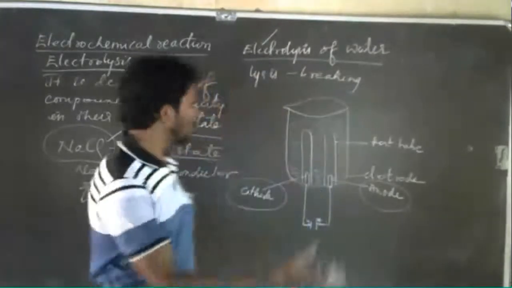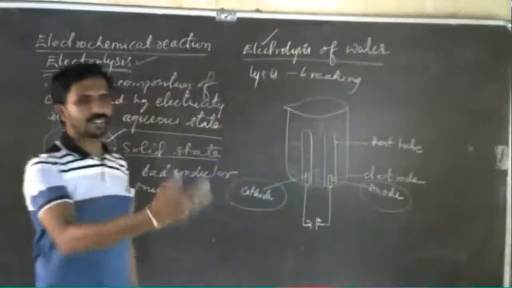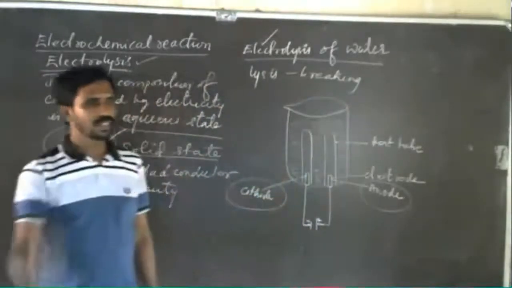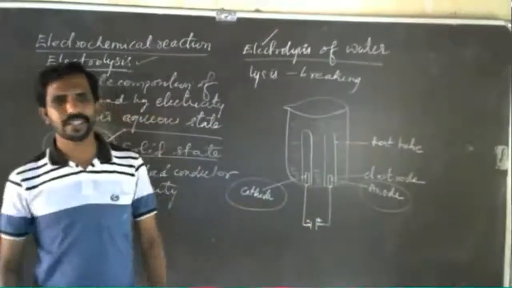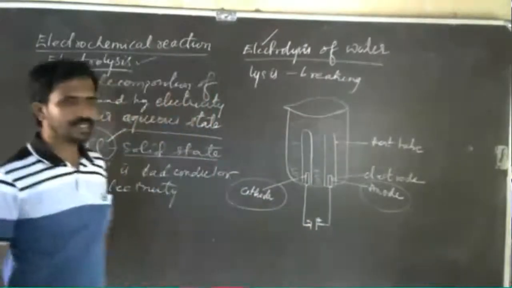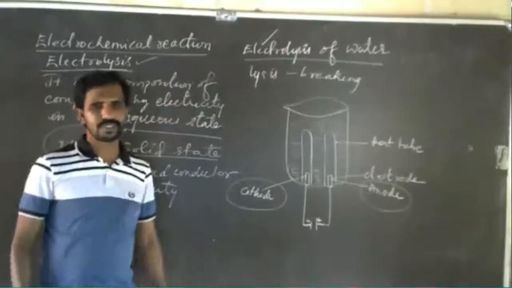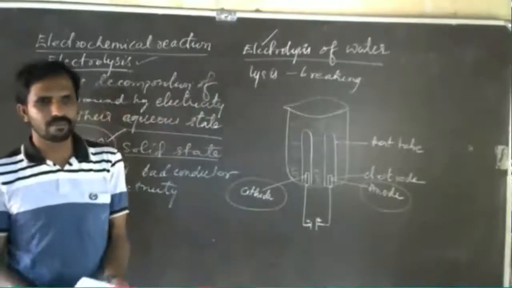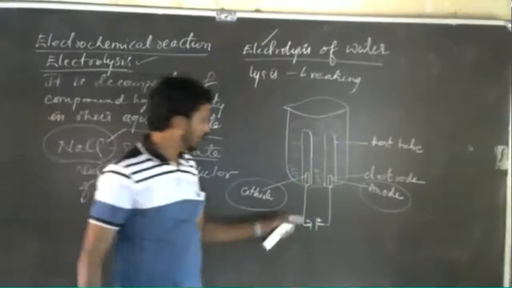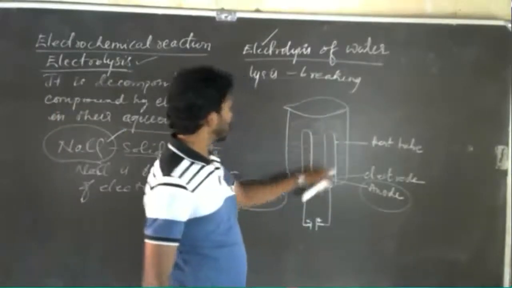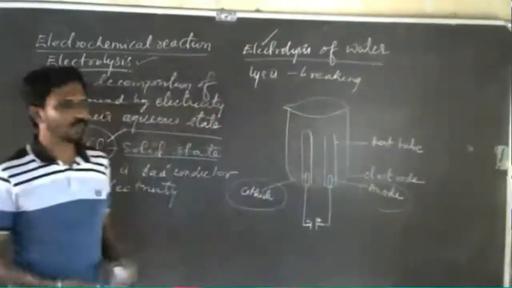So this is also one of the methods to separate the oxygen from the water. One of the methods I'm telling you. This method may or may not be used; some other methods are there to get oxygen. So this is one of the methods to separate oxygen from the water.